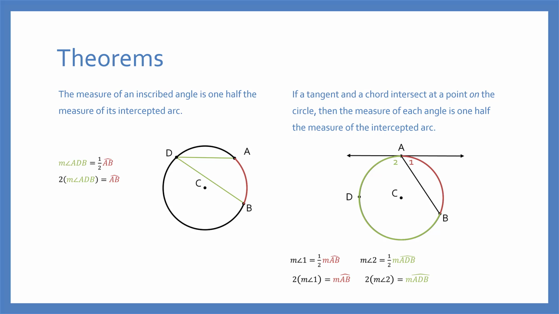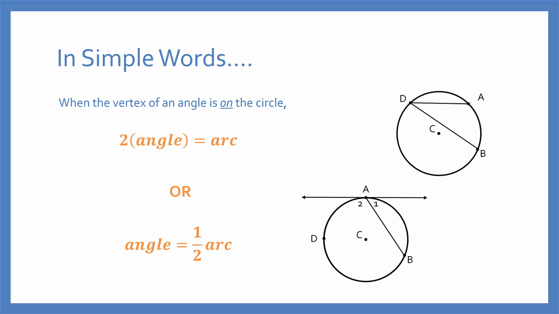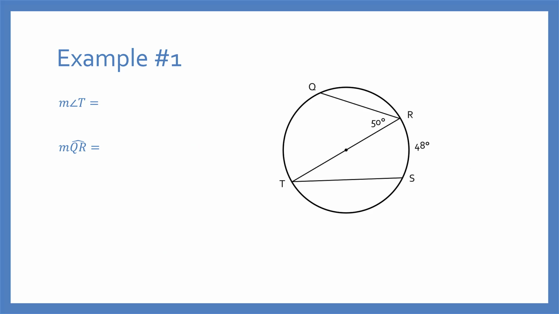That's a lot to remember. Let's put it simply. When the vertex of an angle is on the circle, 2 times the angle equals the arc, or you could say that the angle equals 1/2 the arc. Let's look at some examples.